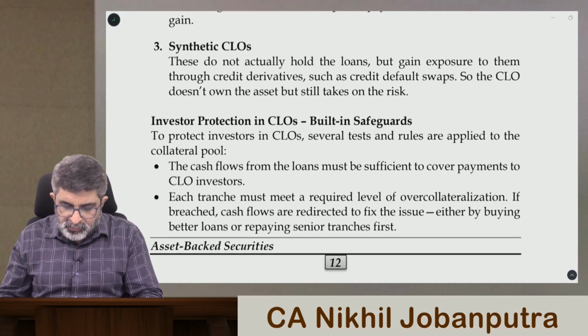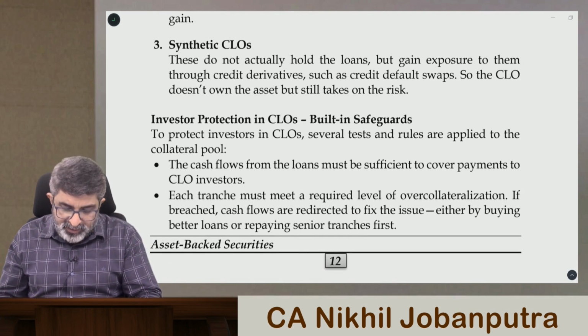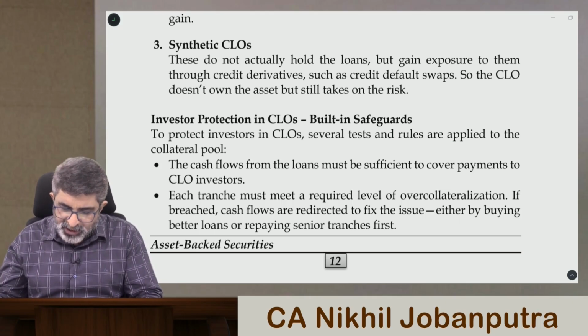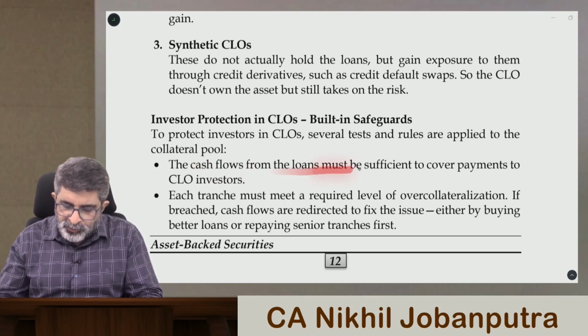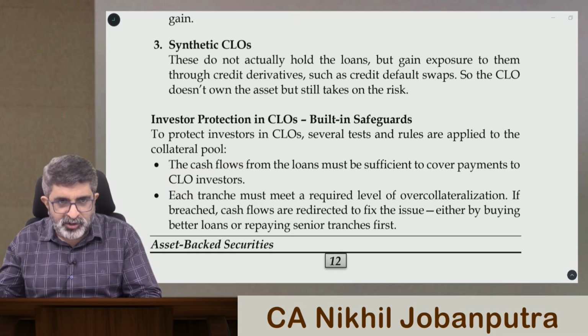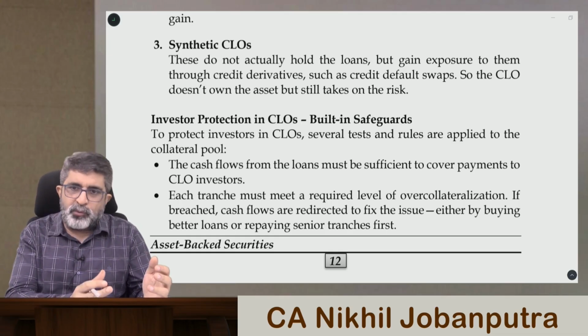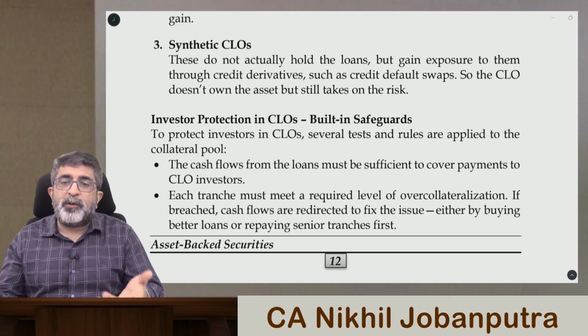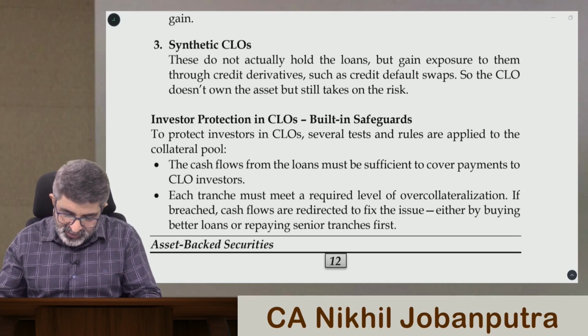Now the latter part is again quite simple. Investor protection in CLOs, that is, built-in safeguards. To protect investors in CLOs, several tests and rules are applied to the collateral pool. The cash flows from the loans must be sufficient to cover the payments to CLO investors, which we call overcollateralization. So you have to make sure that whatever the cash flow from the loan pools, it should be sufficient to pay off the CLO investors.